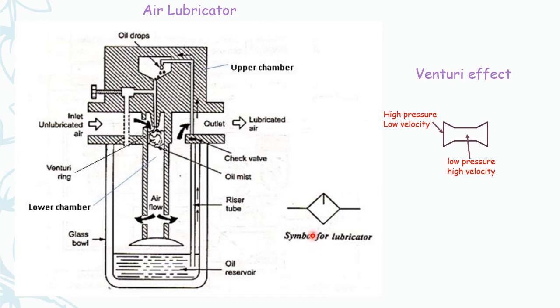And this is the symbol which is used for the lubricator. If you want to build a circuit and introduce a lubricator in the pneumatic system, this is the symbol which is used. If this symbol is present, it indicates a lubricator.